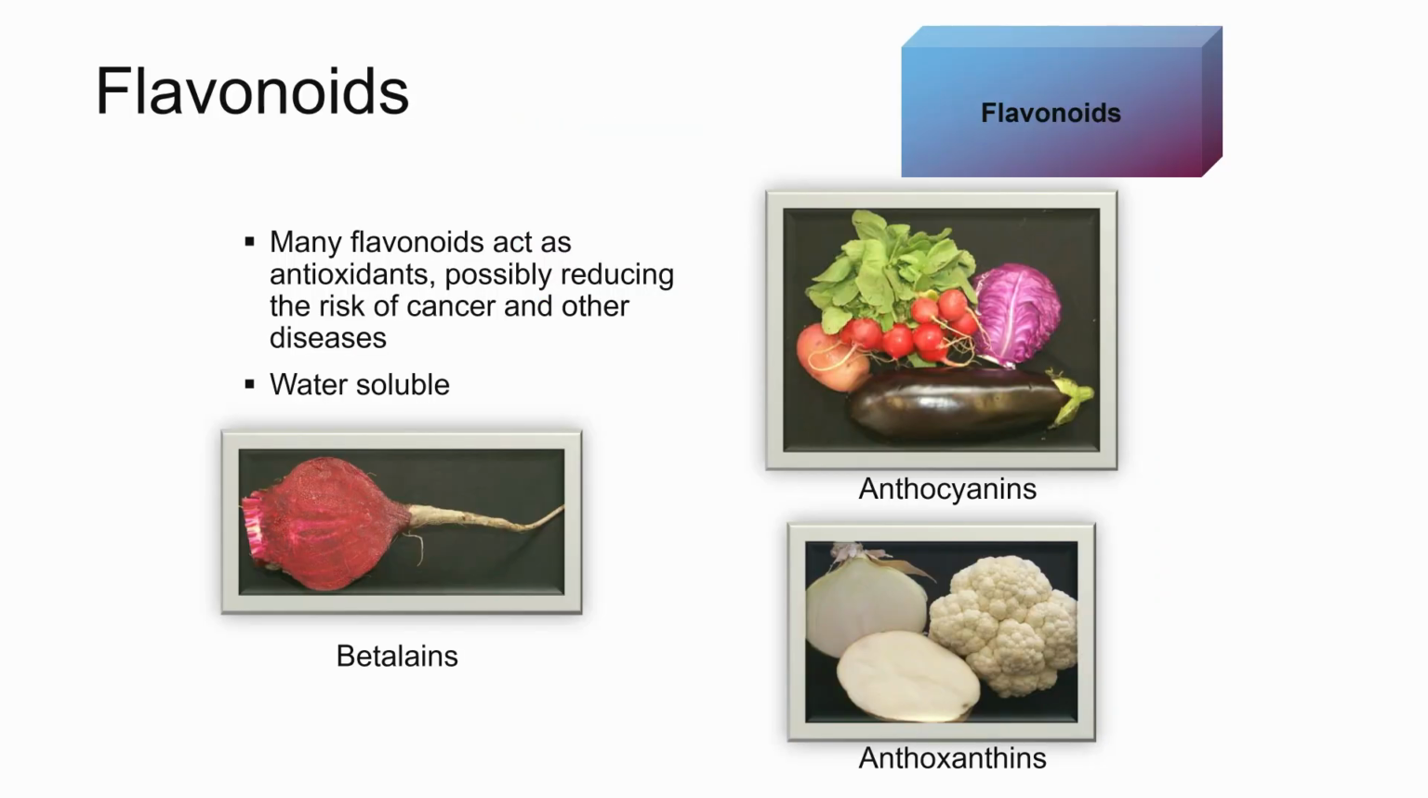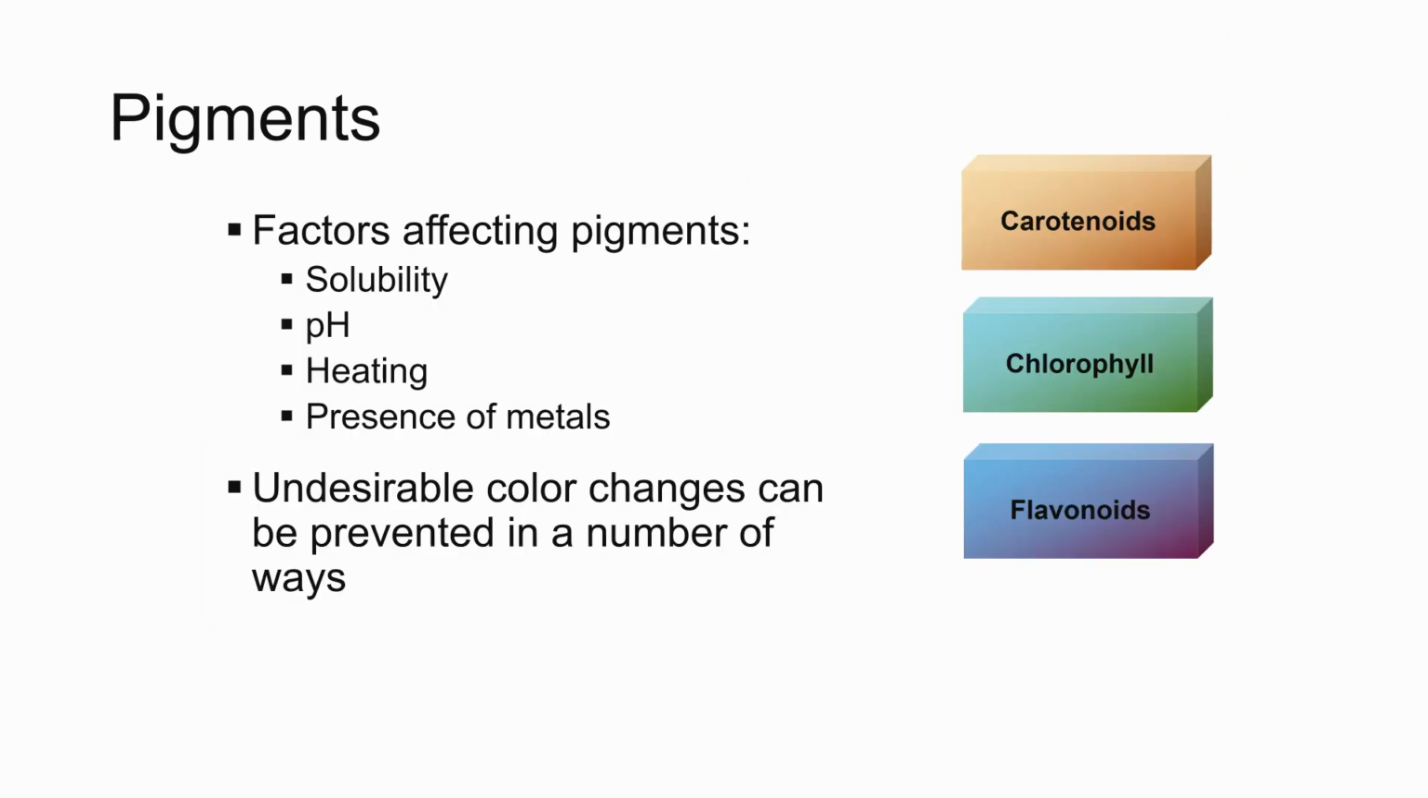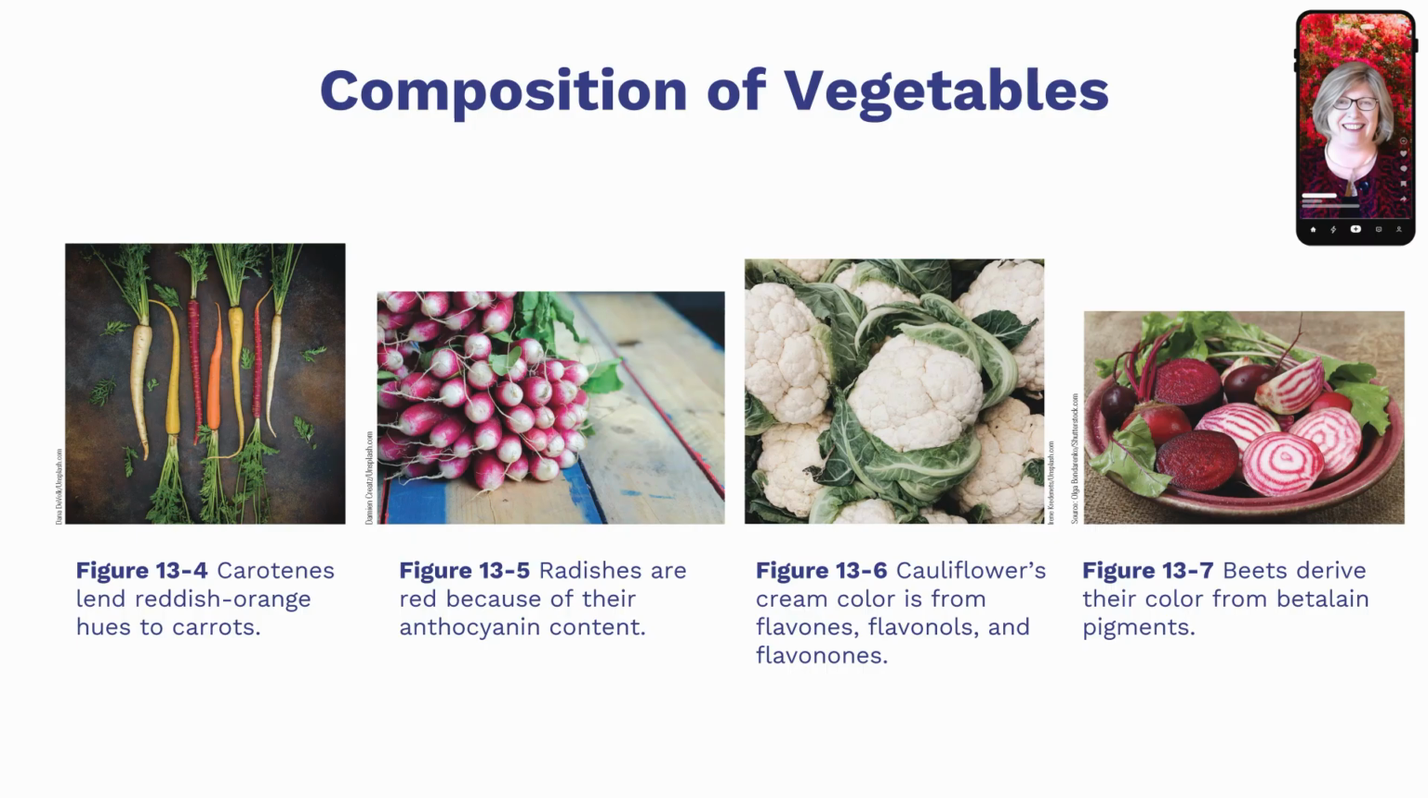Many flavonoids act as antioxidants, possibly reducing the risk of cancer and other diseases. Flavonoids are water-soluble. Betalains in beets, anthocyanins in purple and red cabbage, radishes, and anthocyanins in cauliflower and onions are some examples. Factors that affect the pigments would be their solubility, whether it's fat soluble or water soluble, the pH, heating, and the presence of metals.